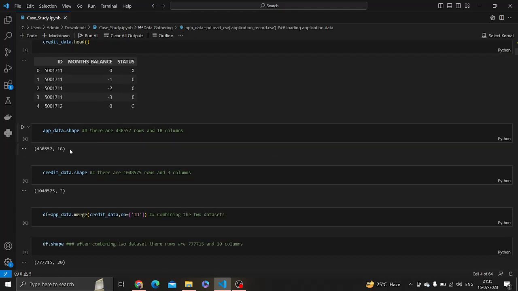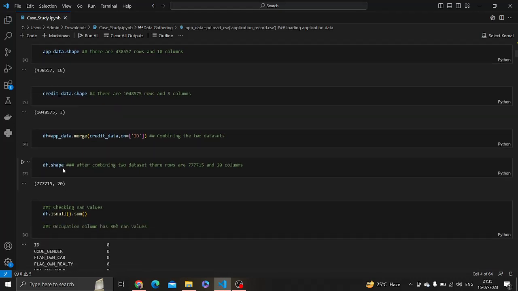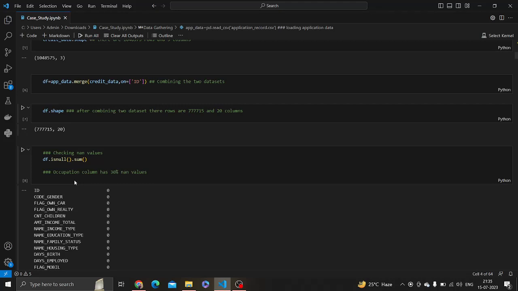So I have checked the application data shape. There are 4,38,557 records and 18 columns. In the credit card data there are 1,48,575 records and three columns. So I'm going to merge the credit data on the basis of ID, combining the two. Now we get the two records in a single frame: 7,77,750 records and 20 columns after the merge.